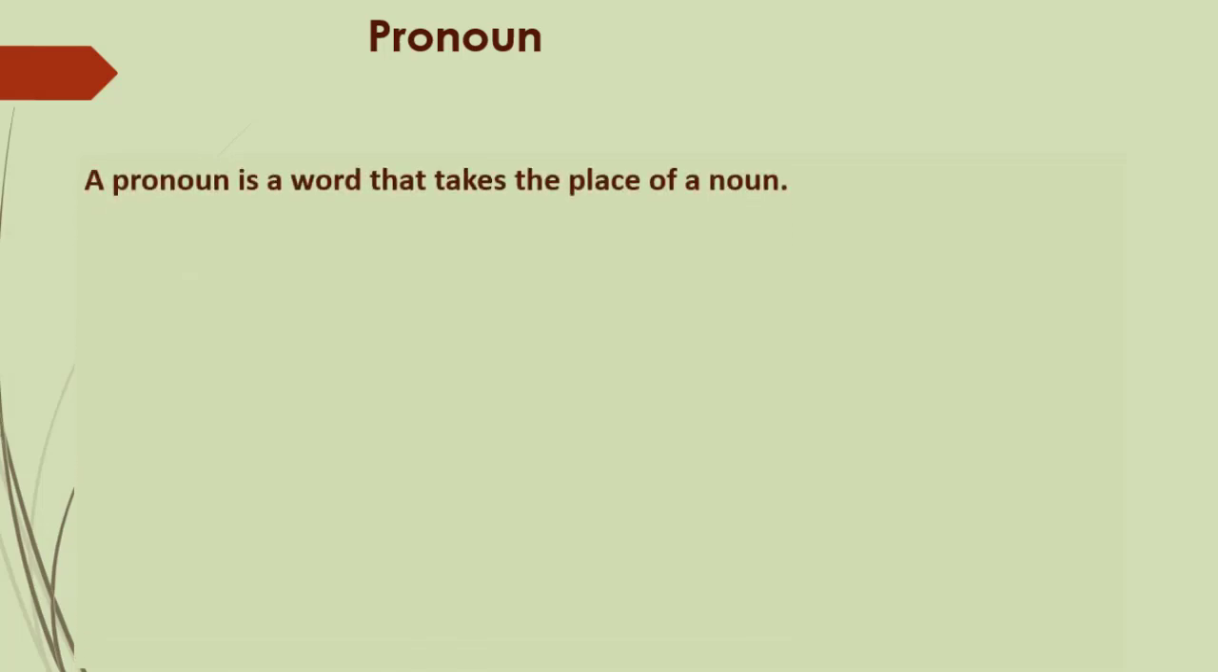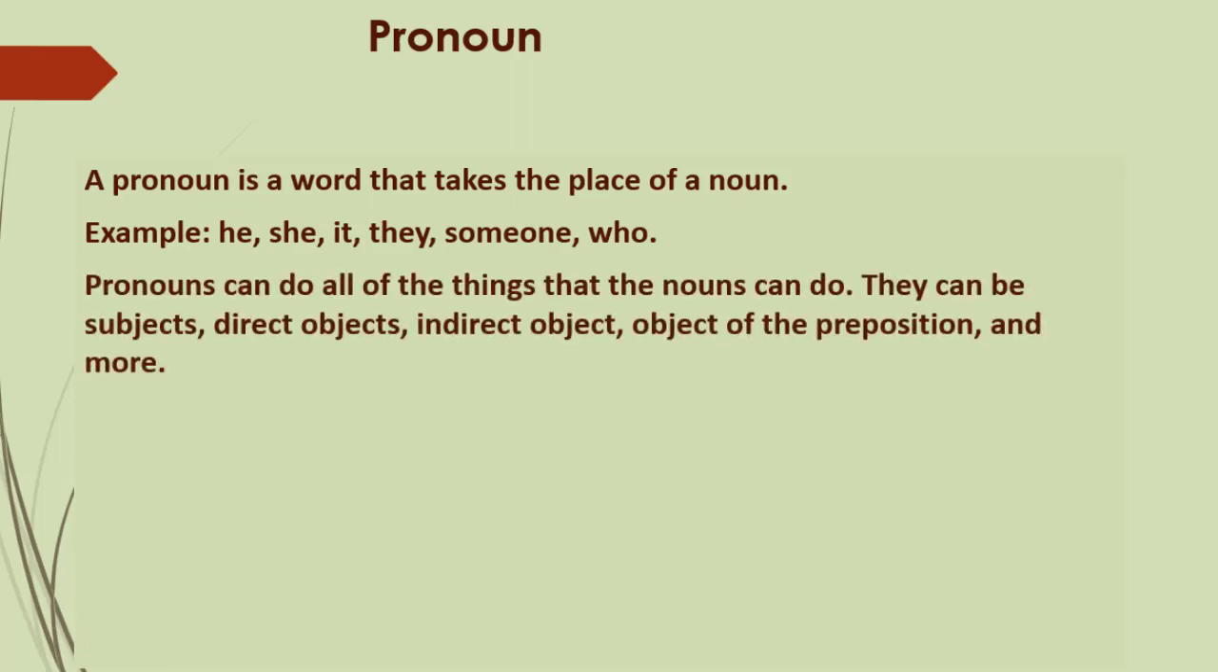Pronoun. A pronoun is a word that takes the place of a noun. For example, he, she, it, they, someone and who. They take the place of a noun in a sentence, and so we can say that a pronoun is a word that is a substitute for a noun. Pronouns can do all of the things that nouns can do. They can be subjects, direct objects, indirect objects, objects of the preposition and more.